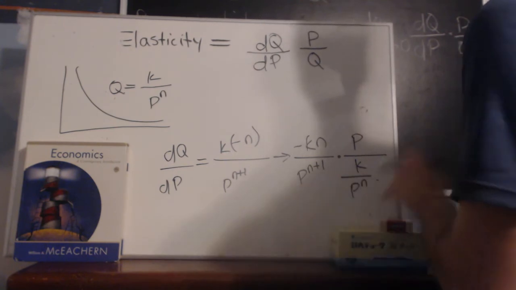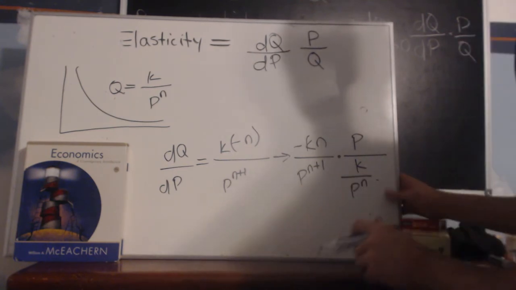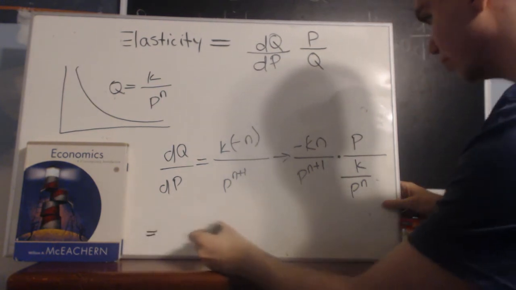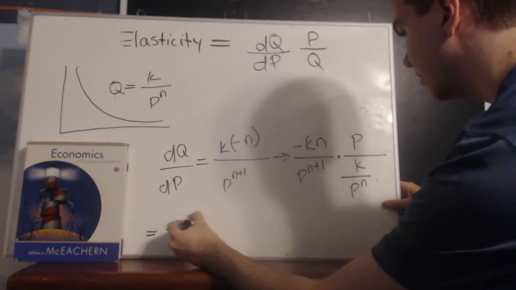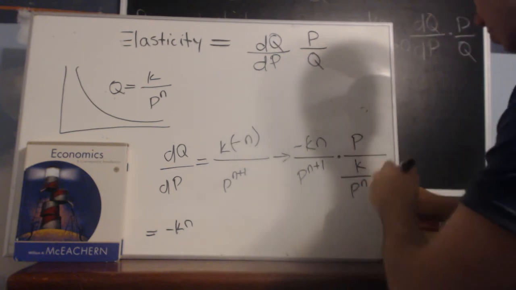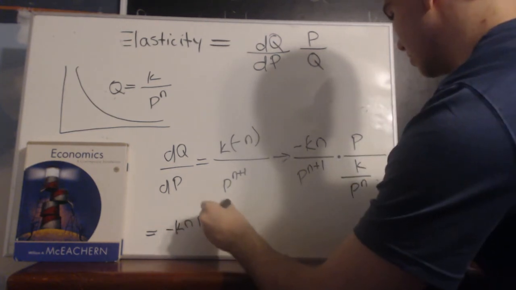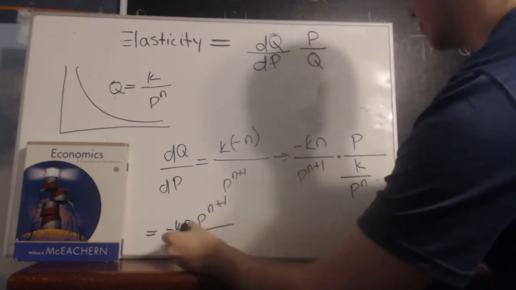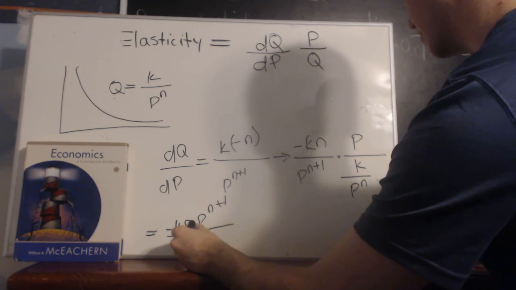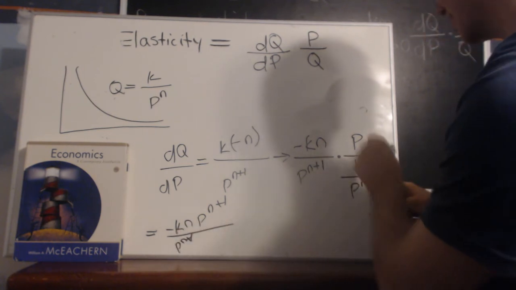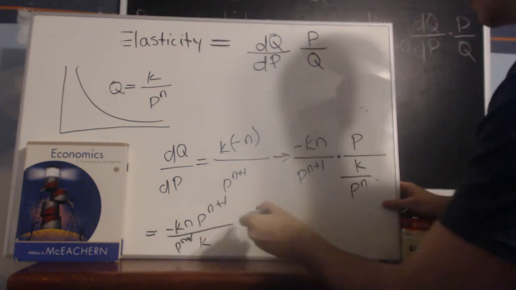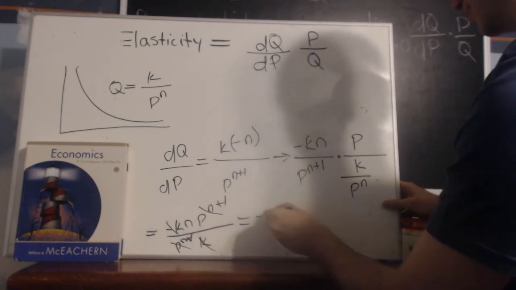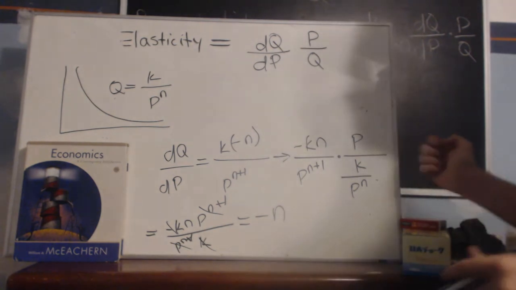So I'm going to have to move my chalk here so you can see. The whiteboard would be less stable. This is equal to negative kn, but you have to flip this fraction because it's in the denominator. It becomes p to the n divided by p to the n plus 1, and this k becomes the denominator. Well, you'll see that those k's cancel and the p's cancel, and you're left with negative n.